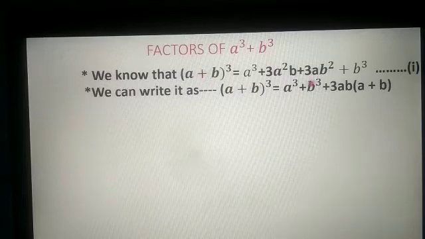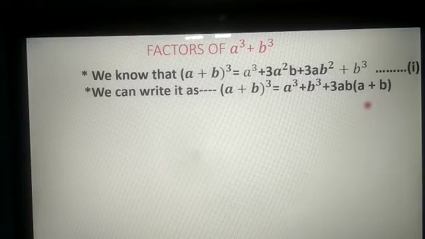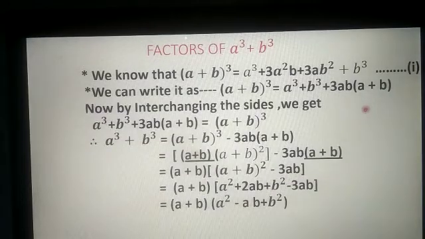So we can write this expansion as a plus b whole cube, which is equal to a cube plus b cube. We will write first and the middle term in this way, plus from these two terms 3ab common and in bracket a plus b. Using this, we will interchange the sides, right hand side and left hand side. So in this way we have interchanged. So a cube plus b cube is equal to what? This a plus b whole cube minus this 3ab into a plus b. We will keep it on the right side.